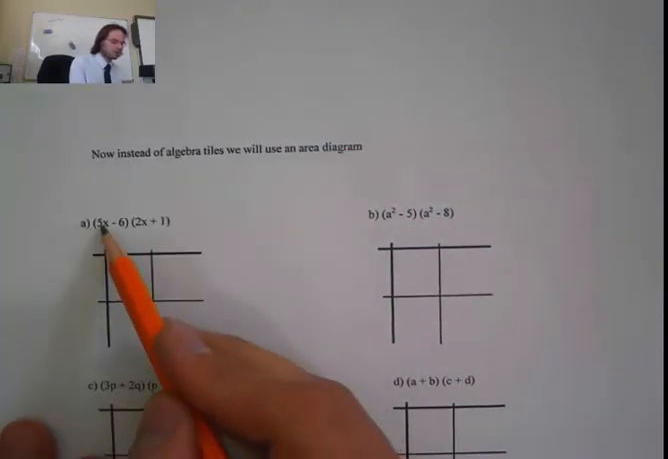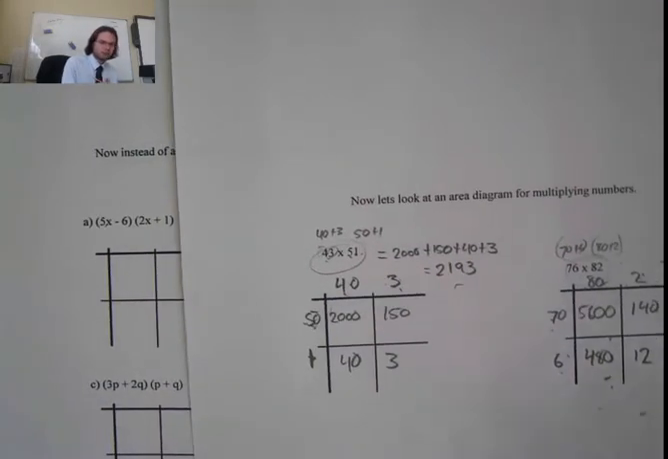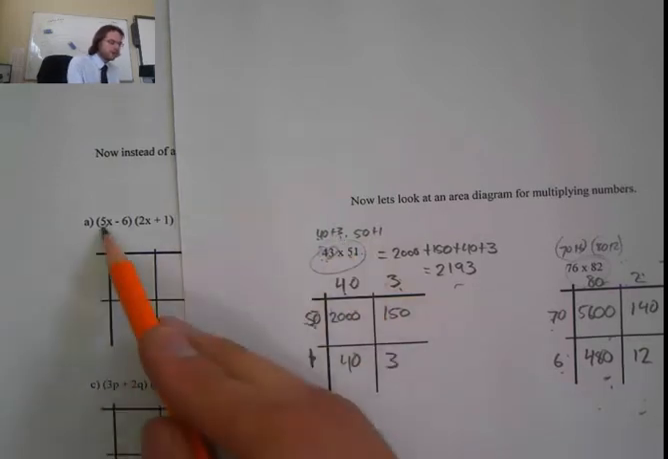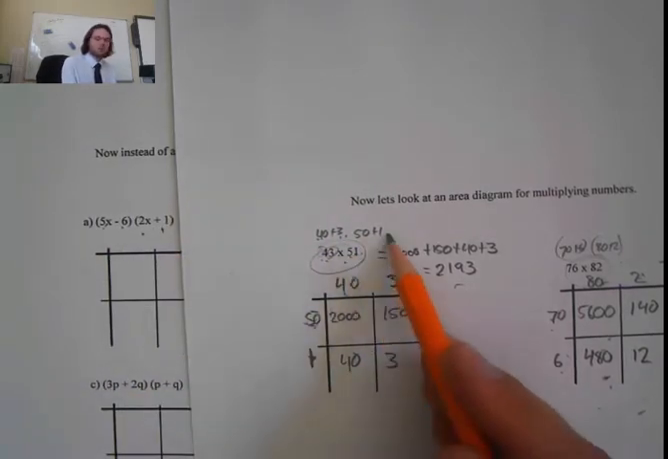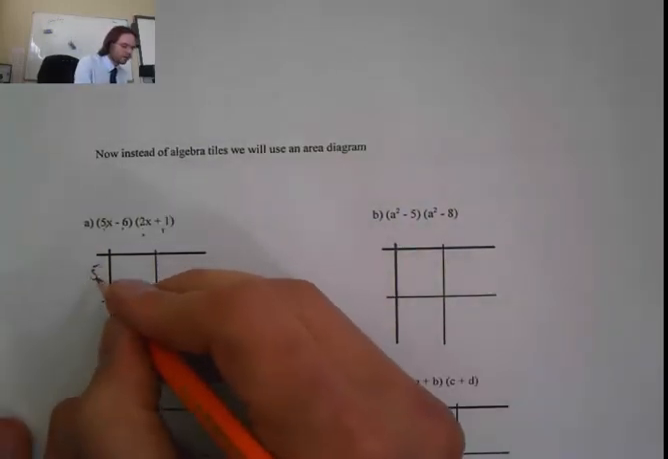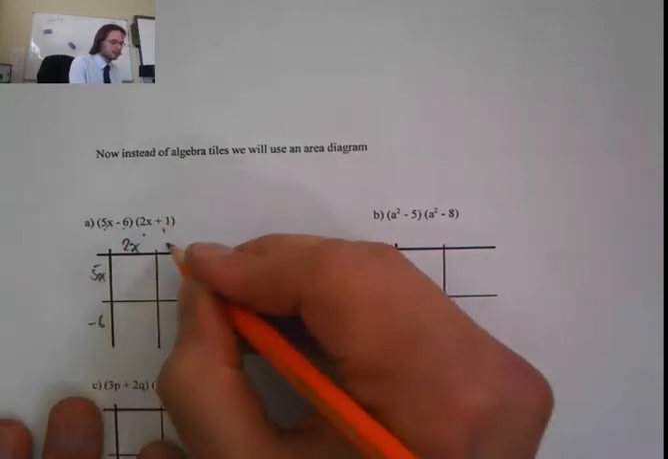I look at this here, it's kind of set up similar to this here, isn't it? Here I have 40 plus 3, 10's in there. Here I have 5x minus 6. 2x plus 1, 50 plus 1. So let's write that out like that. So here I have 5x minus 6, 2x plus 1.